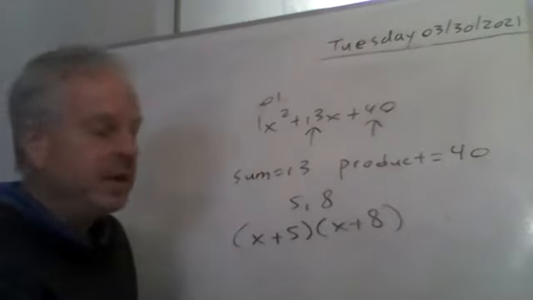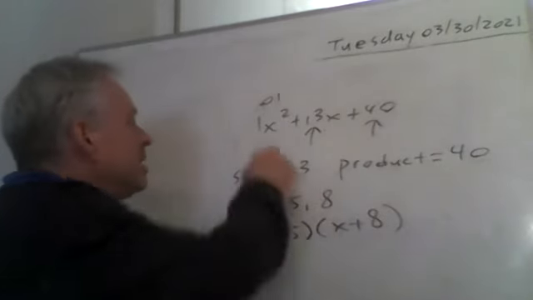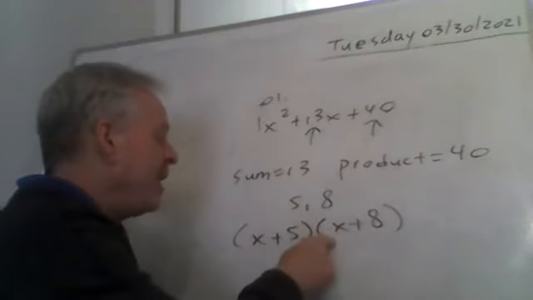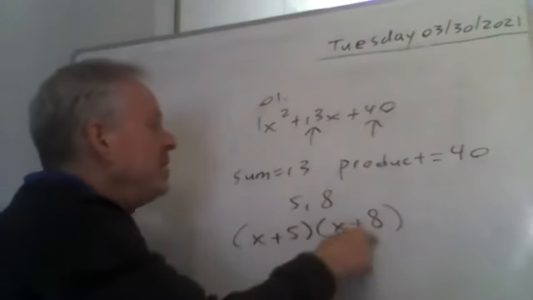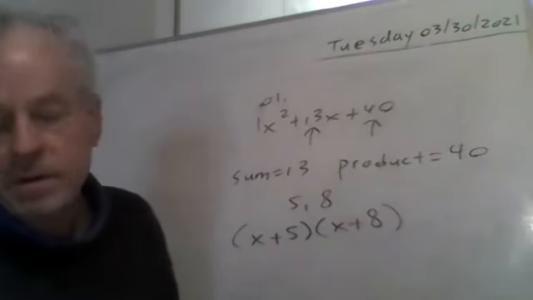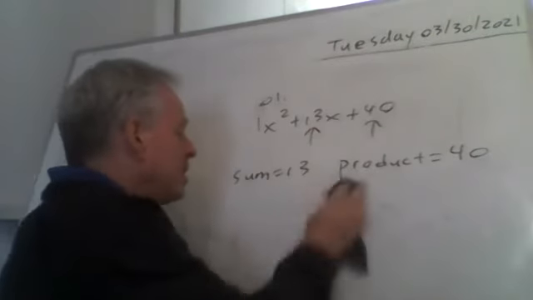And so if you wanted to check your answer, you could use the FOIL method. X times x, that's x squared. 5x plus 8x, that's 13x. And 5 times 8 is 40. So that works. Okay? Okay, let's try another example.